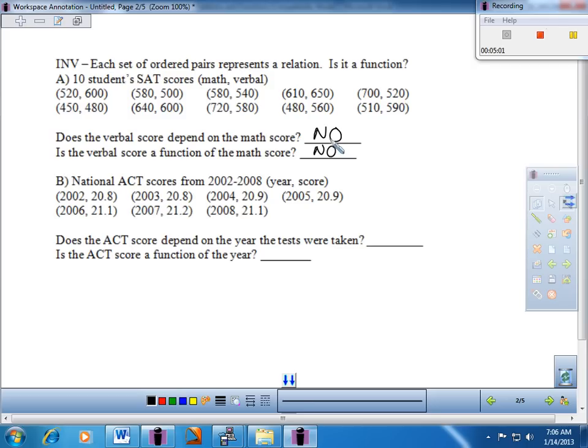This relationship does not express the notion of dependence. And so as a result, we wouldn't consider one variable quantity to be a function of another variable quantity. And so the answer would be no right here.